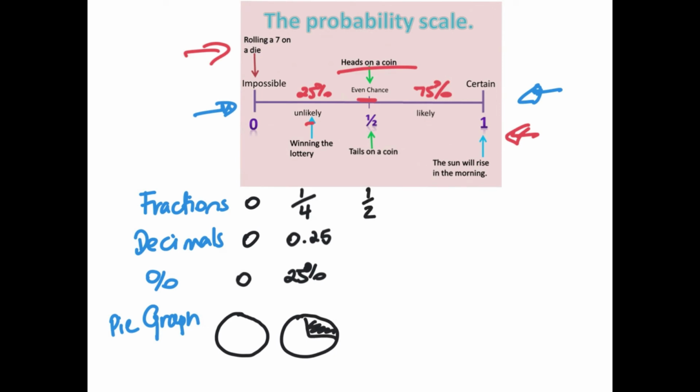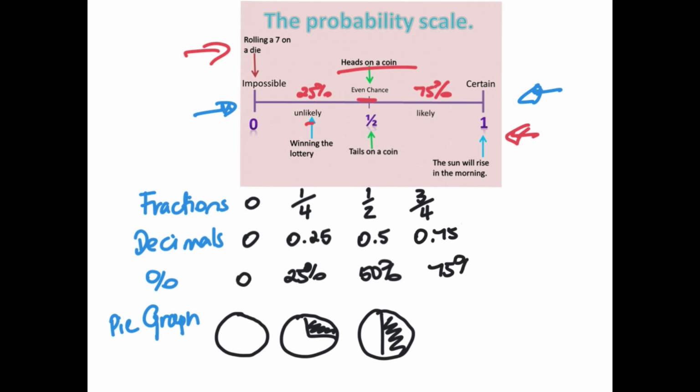With our half chance, 1 over 2, 0.5, 50%, and in our pie graph, we could colour in half of it. Likelihood would be 3 over 4. In our decimal, it's 0.75, 75%, and if we were to put this in a graph, we would be colouring in 3/4.